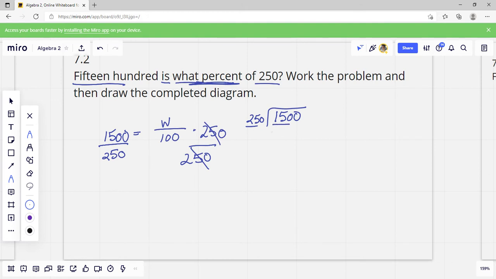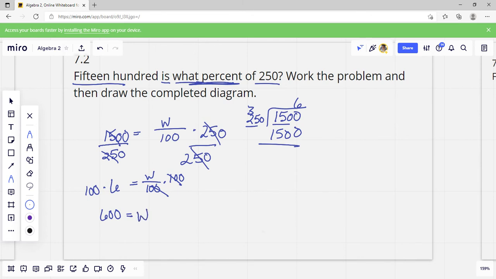Let's see, 25 goes into 150 6 times. 6 times 0 is 0. 6 times 5 is 30. 6 times 2 is 12, 13, 14, 15. So this would be 6 equals W over 100. So this is our W divided by 100, so now we need to do times 100. And we're going to get 600 equals W.